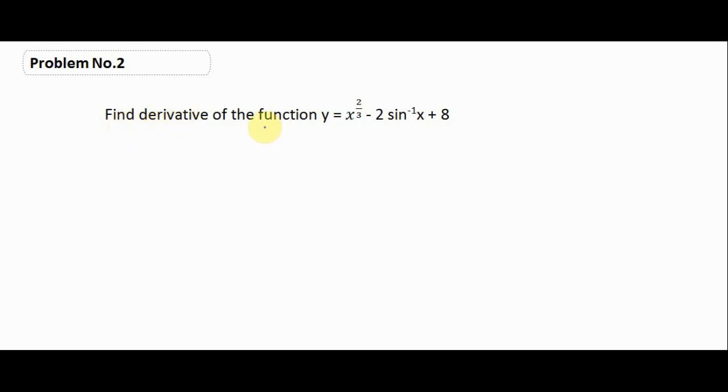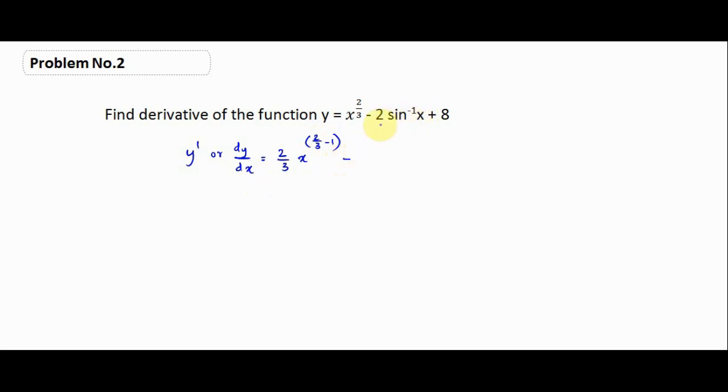Find the derivative of the function y equal to x raised to 2 by 3 minus 2 sine inverse of x plus 8. So again we have to find y dash or dy by dx. So let's try to find the derivative of each of the terms present on the right hand side. Here the first term is x raised to 2 by 3. So the derivative of x raised to 2 by 3 will be 2 by 3 into x raised to 2 by 3 minus 1.